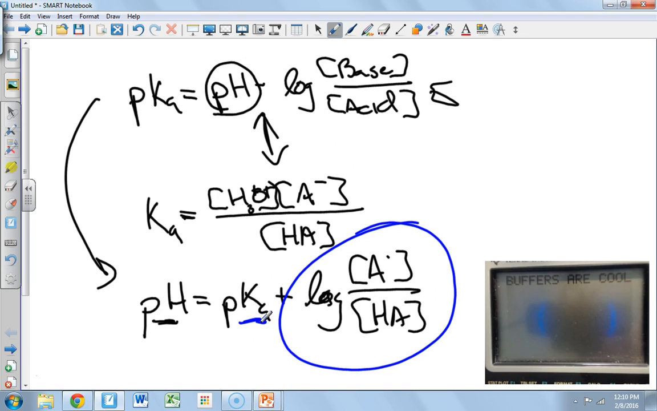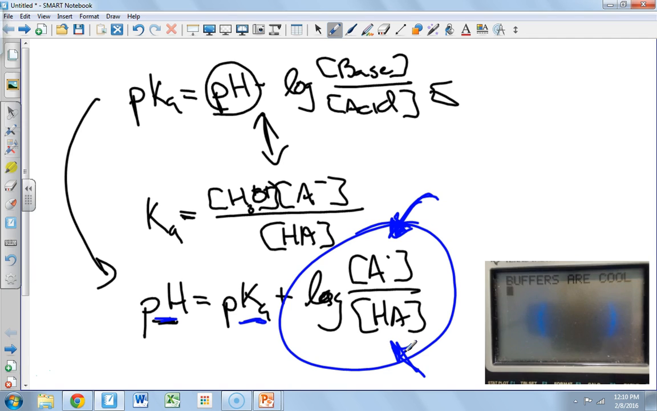pKa is never going to change. So because that's never going to change, what the pH of the buffer is really dependent on is how much conjugate base there is, and then how much acid there is.